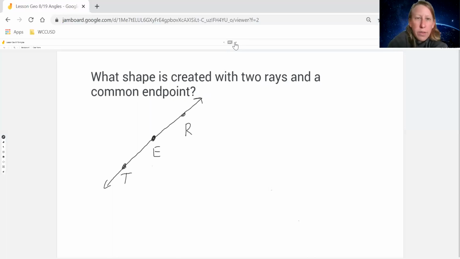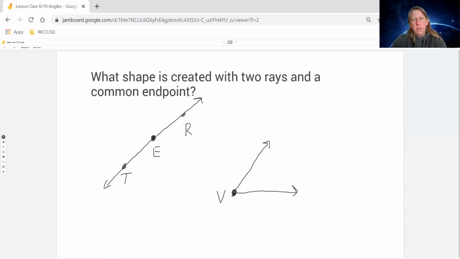2 rays with a common endpoint, that could be a line, right? That's what some of you were thinking, I know. So we have ray ER and we have ray ET. 2 rays, the common endpoint is E. It's kind of the starting point for each one. What else could we make with 2 rays and a common endpoint? Good. Make something like that. What shape is that? Good. That shape is an angle.